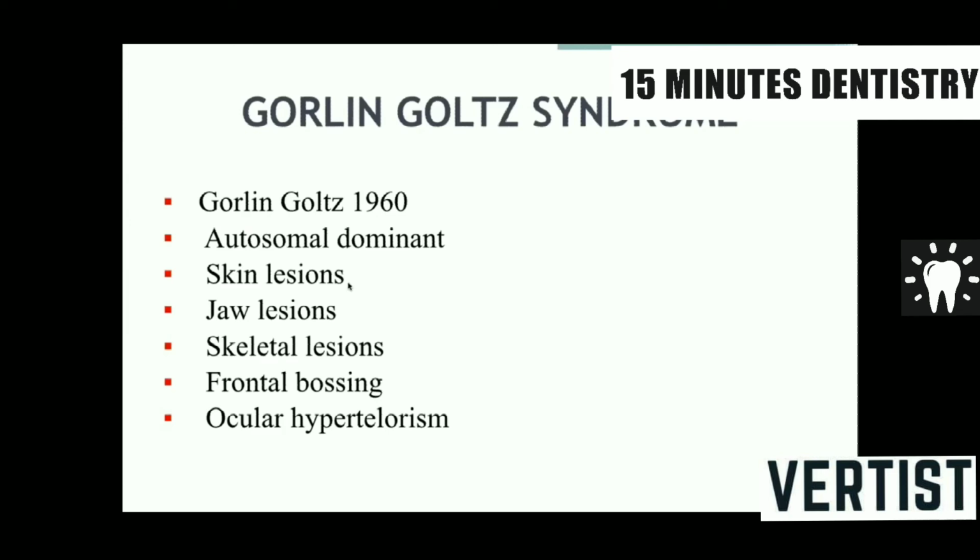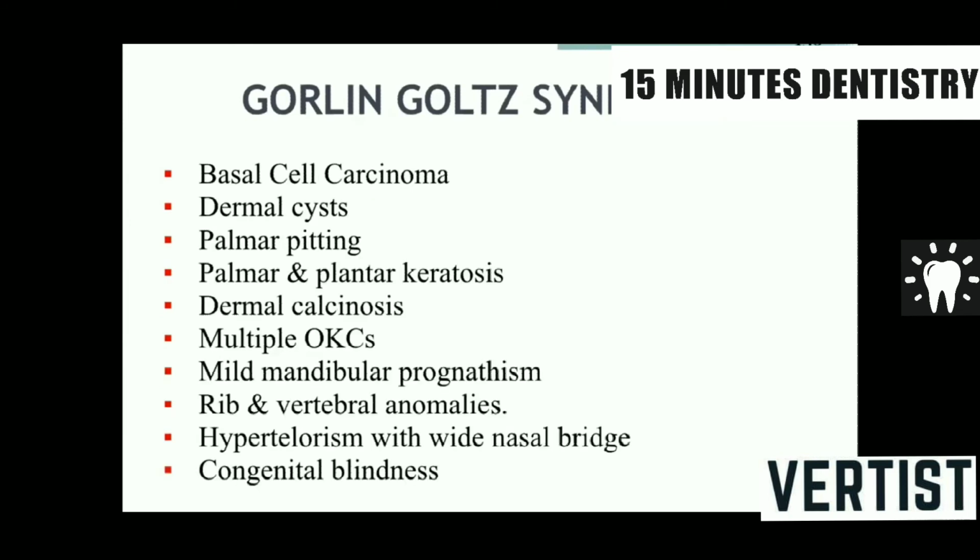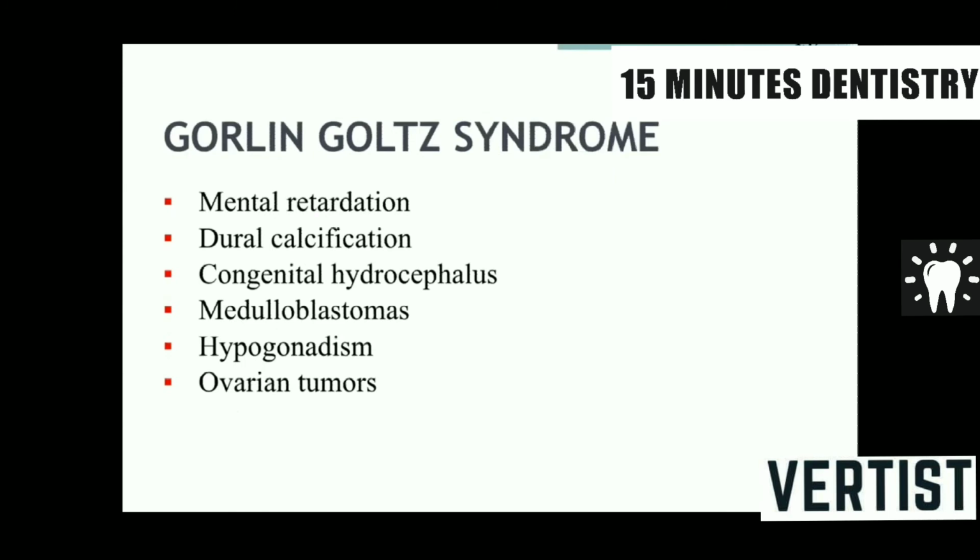There are skin lesions, there are jaw lesions, there are skeletal lesions, there is frontal bossing, there is ocular hypertelorism. And there are multiple basal cell carcinomas, multiple dermal cysts, there is palmar pitting, palmar plantar keratosis is found, dermal calcinosis is found, there are multiple odontogenic keratocysts found, there is mild mandibular prognathism. There are rib and vertebral anomalies, and there is hypertelorism. Congenital blindness is found sometimes. There could be mental retardation, dural calcifications, congenital hydrocephalus, medulloblastomas, hypogonadism, and ovarian tumors.